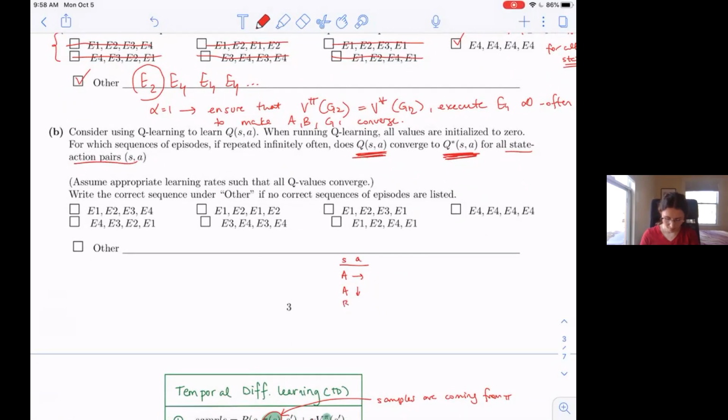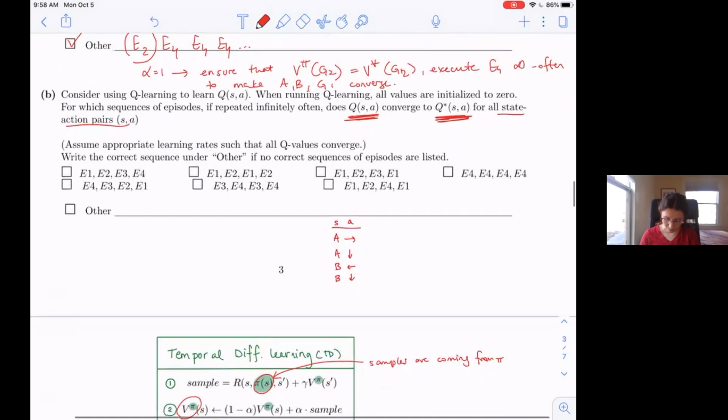Okay, in B, we can go left, or in B, we can go down. And then if we're in G1, we're going to exit. And then if we're in G2, we can only exit. So these are all of the state action pairs that our Q function is trying to encode. And we need to see every single one of these in order to update them and have our Q learning algorithm converge to Q star. So let's figure out which of these episodes include which of these state action pairs.